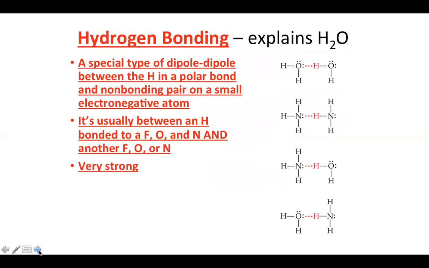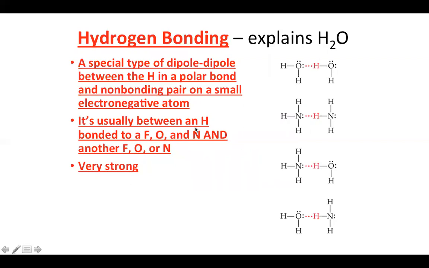All right, so our last type of intermolecular force is hydrogen bonding. Hydrogen bonding is a special type of dipole-dipole interaction, but specifically it occurs in polar bonds with hydrogen and either fluorine, oxygen, or nitrogen. So it's a super large difference in electronegativities. Okay, so it's a very polar bond, essentially.